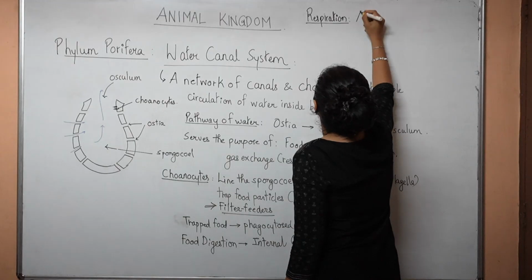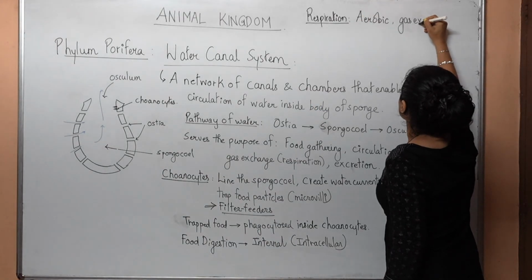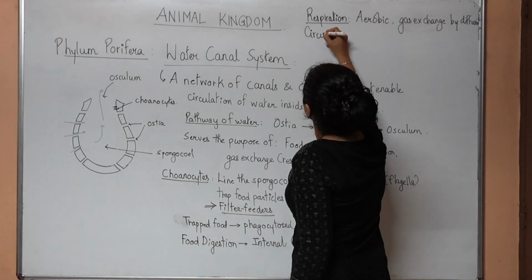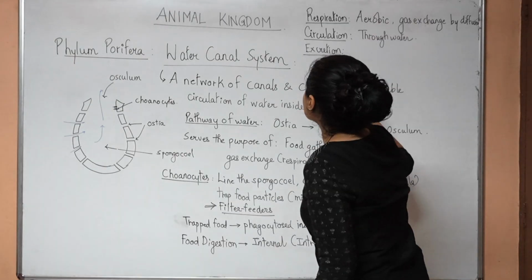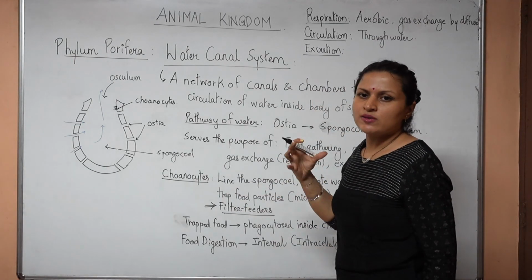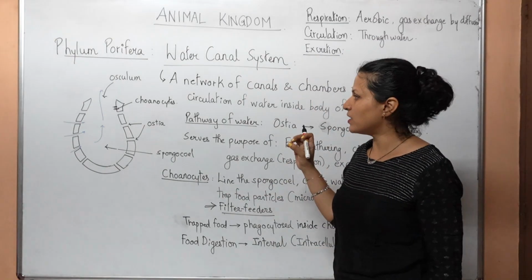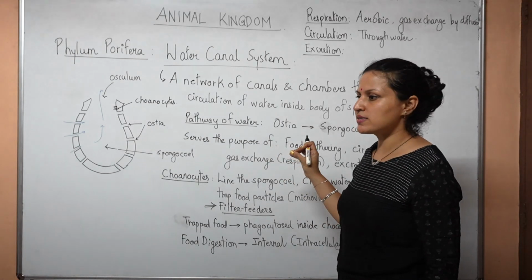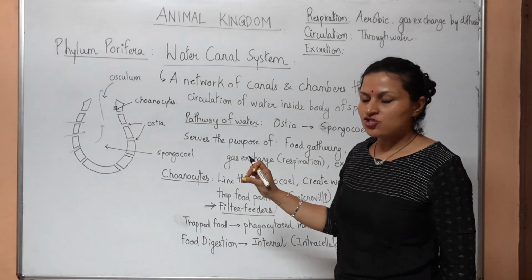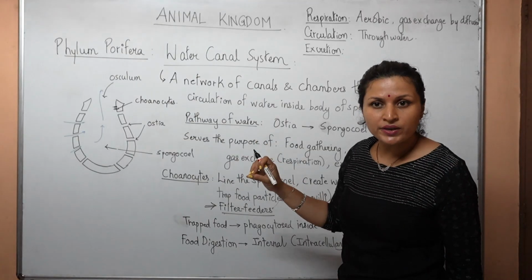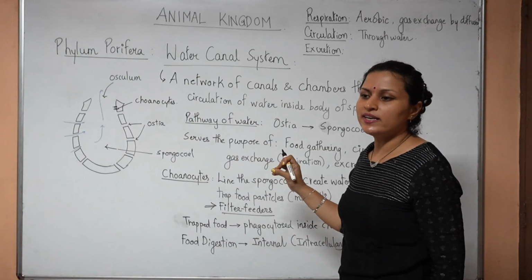Right, about respiration. Their respiration is aerobic, gas exchange by diffusion. Circulation occurs through the water canal system. The water canal system also helps them to excrete out the metabolic wastes that are produced by the cells, and the metabolic waste that is generally produced by the sponge is ammonia. That's why they are called ammonotelic animals.